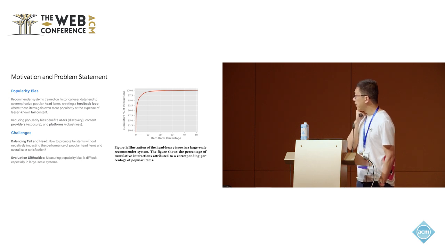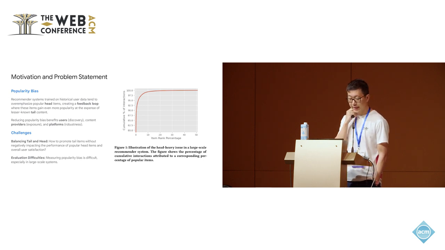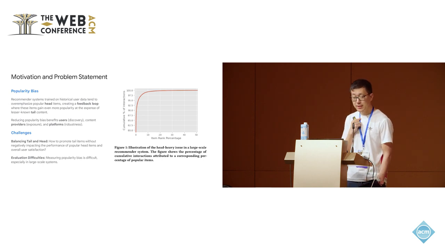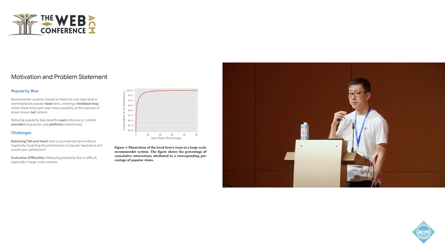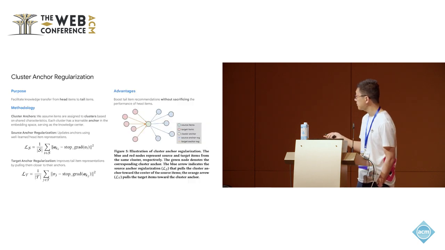But reducing popularity bias comes with challenges, mainly twofold. First, we want to balance the tail and head items. We want to promote the tail items, but we do not want to negatively impact the performance of the popular items. The second challenge is evaluating the impact of reducing popularity bias, because by definition most of the contributions are from the popular items, and if you improve tail items, it is very hard to observe the changes.